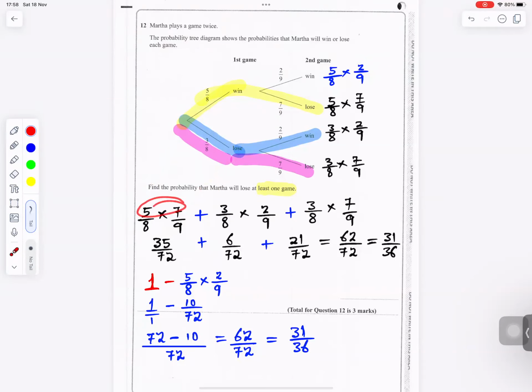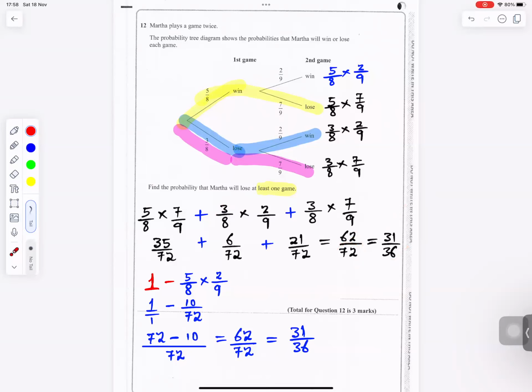So 5 times 7 is 35. 8 times 9 is 72. You do the same for all of them, and then you add the fractions. 72, 72, 72 is the same, so you add 35 plus 6 plus 21. It gives you 62 over 72, which you simplify: half of 62 is 31, half of 72 is 36.